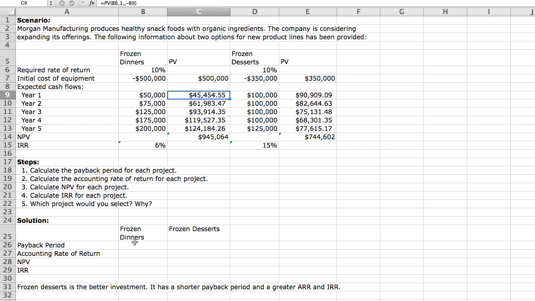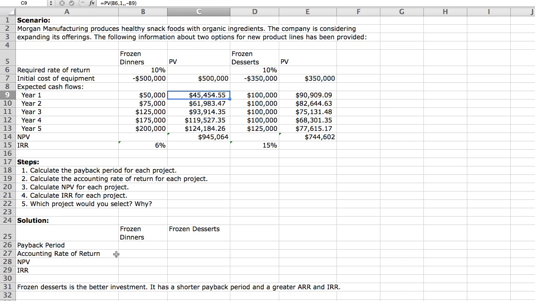So for your first question, they're going to ask, if you have an initial cost of equipment of $500,000, how many years will it take before you recover that $500,000? Calculating net present value into the total. Same with frozen desserts. If your initial investment is a negative $350,000, how many years would it take before you recover the initial investment?